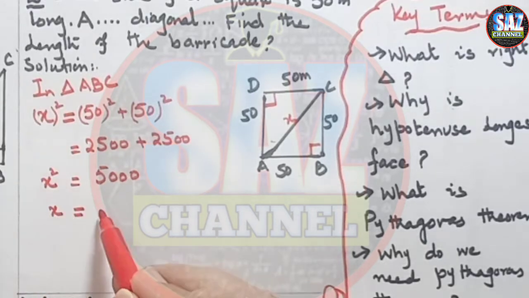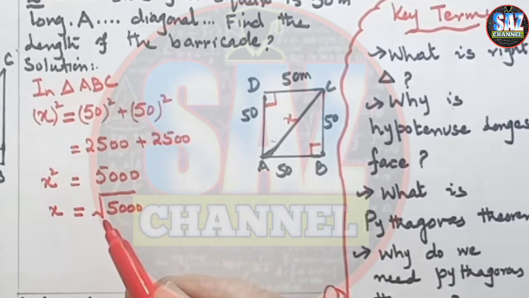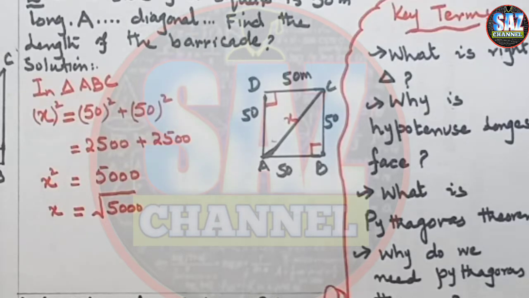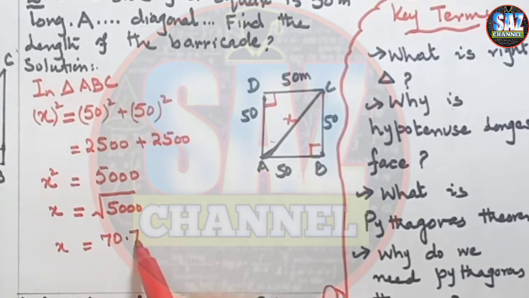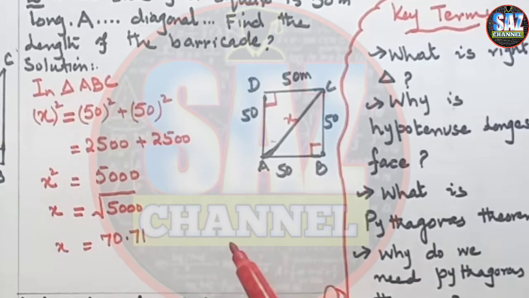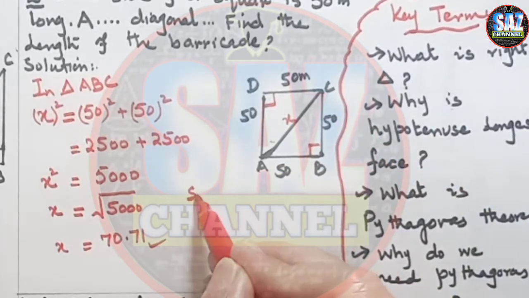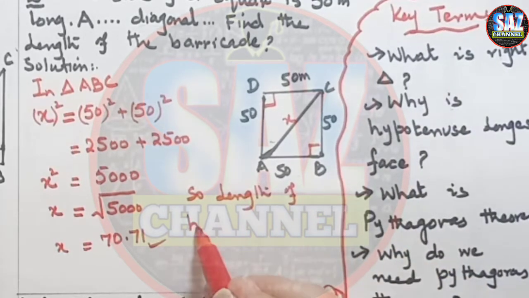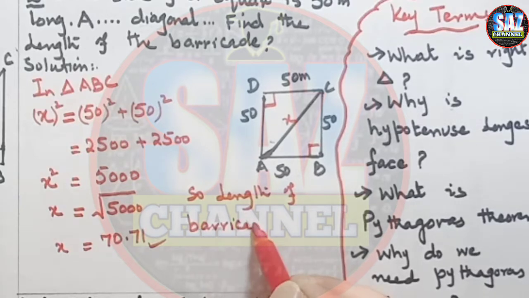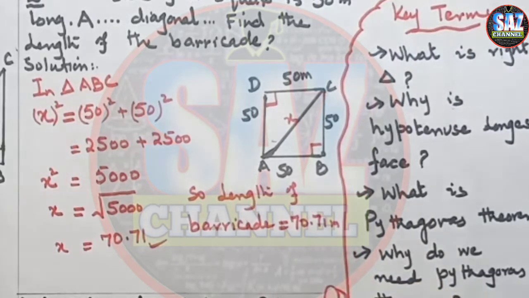Now in order to find the value of x, what we have to do is take the square root on both sides. So x will be equal to the square root of 5000, and I have to take the square root of 5000 with the help of a calculator. The square root of 5000 will be 70.71. So x equals 70.71, and x, which is actually the barricade, so the length of the barricade is equal to 70.71 meters. I hope the question is clear to you.